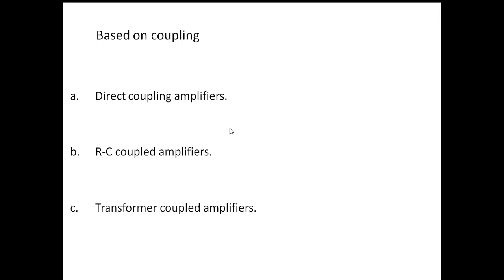The third coupling classification is the transformer coupled amplifier. This is nothing but, in between two stages of amplifiers, a transformer must be connected. If the transformer is connected in between two stages of amplifiers, then that is nothing but transformer coupling. Is it clear? Okay.